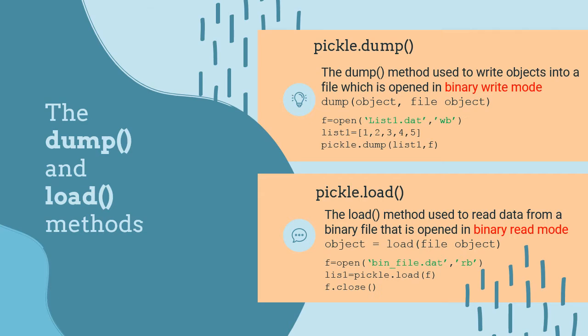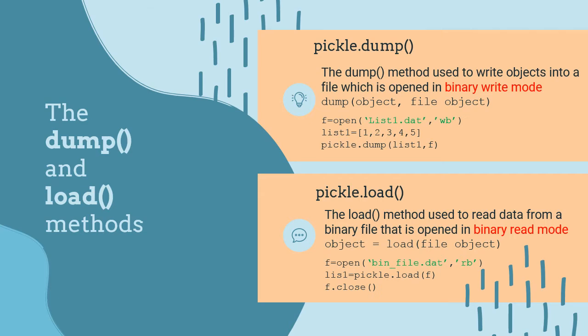Here you can see the syntax: dump, then object, then file object. The object is the data you want to write into the binary file. The file object is the object we have created for that particular file while opening it. Below that you can see a simple example. f is equal to open, then list1.dat, that's our binary file, opened in binary write mode, not just write mode or just binary mode, binary write mode, wb.